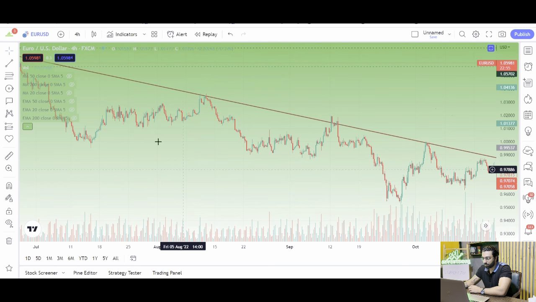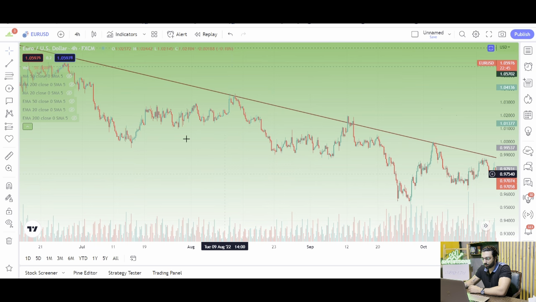So first we learn about the trend. Right now we have the bearish trend. You will find out bullish and bearish as well. I will give you an example of a bullish trend as well. So it was a bearish trend.